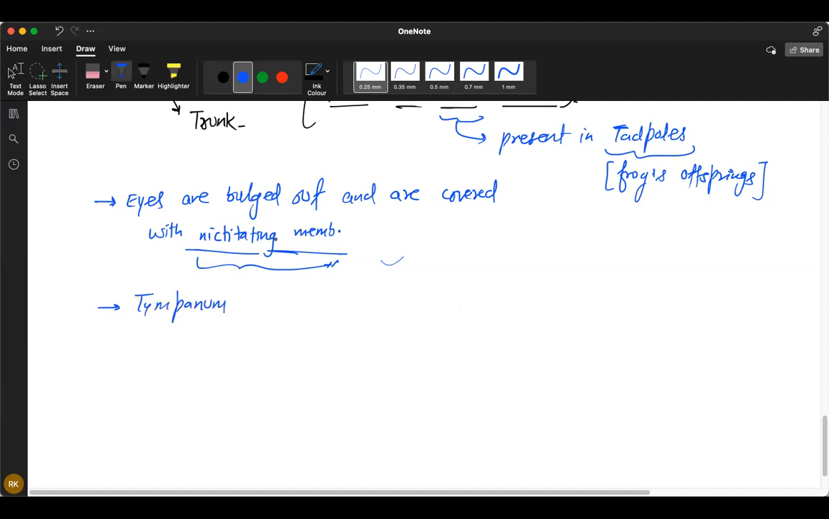So tympanum is present on either side of the eyes, behind the eyes. It is equivalent to an ear, which receives the sound signal. The tympanum can perceive sound signals. Okay.